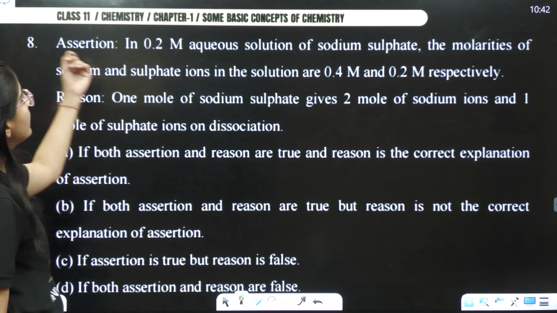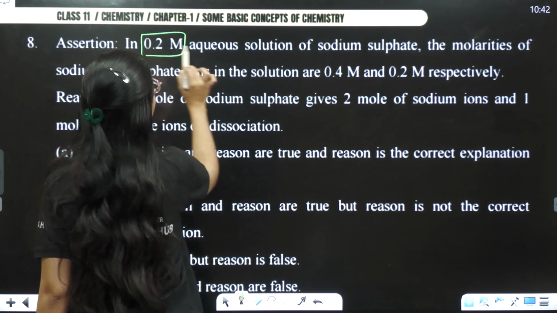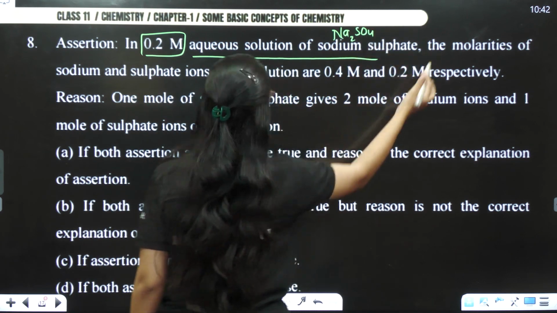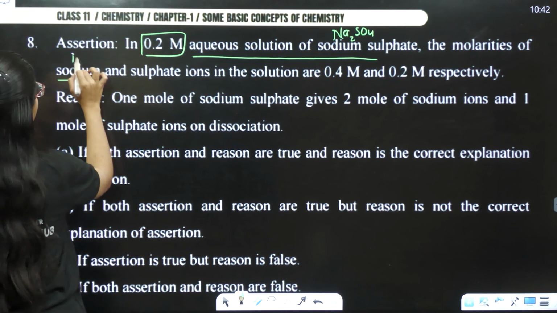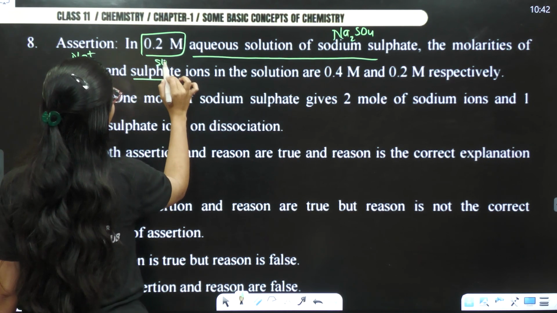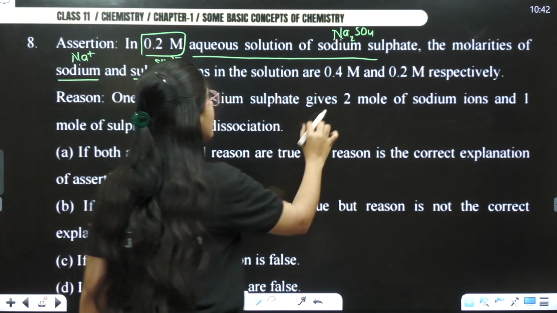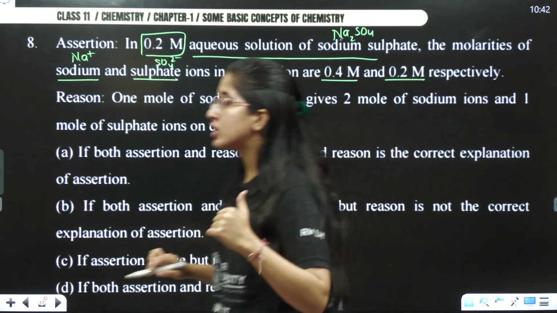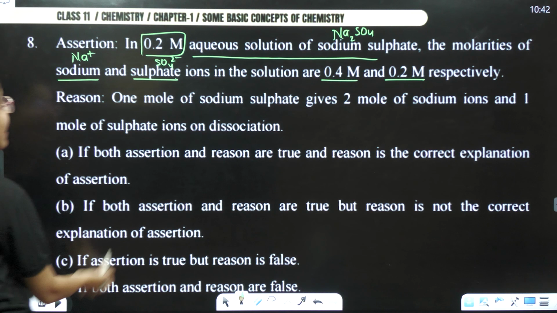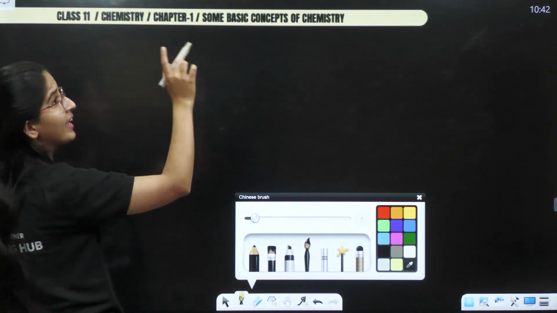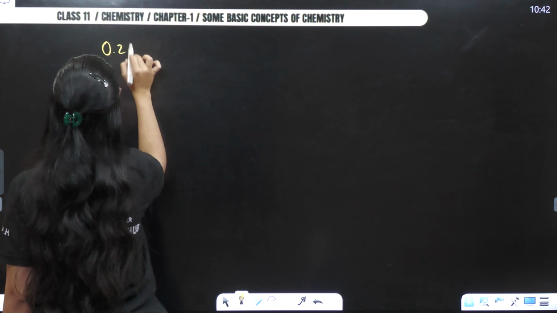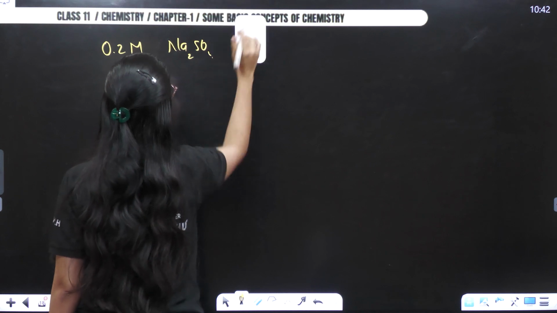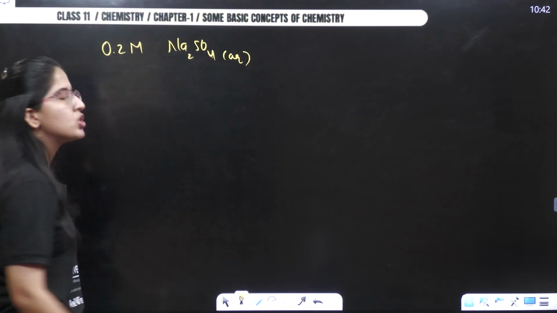Assertion: it is given that in a 0.2 molar aqueous solution of sodium sulfate, Na2SO4, the molarities of sodium ion, Na+, and sulfate ions in the solution are 0.4 molar and 0.2 molar respectively. Whether your assertion is correct or not, let us see. If they have given a 0.2 molar aqueous sodium sulfate solution, that means water is your solvent here.